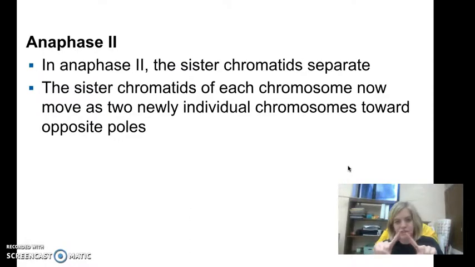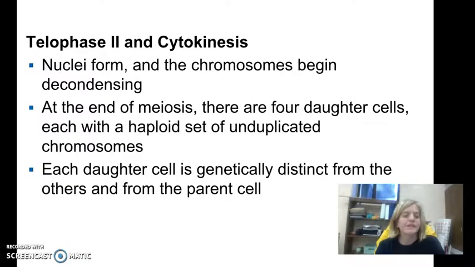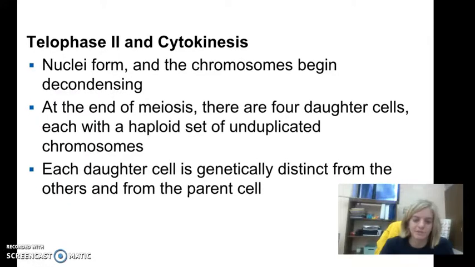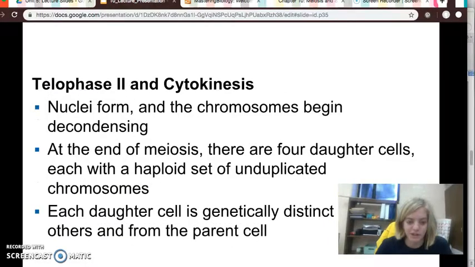In anaphase, those sister chromatids are pulled apart toward the opposite poles. And now in telophase 2, we get the reformation of the nuclei. The chromosomes begin decondensing, and at the end of meiosis, we end up with 4 daughter cells, each with a haploid set of unduplicated chromosomes. Once again, very important, each daughter cell is genetically distinct from the others and from the parent. So these cells are totally different from the parent cell that we started with.